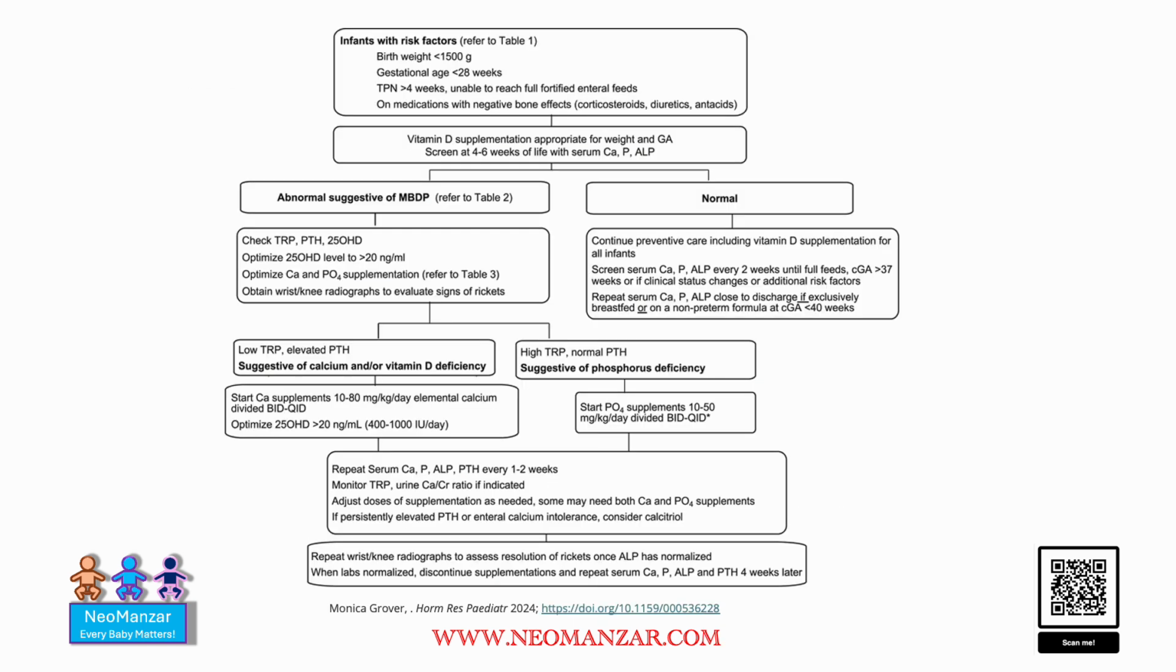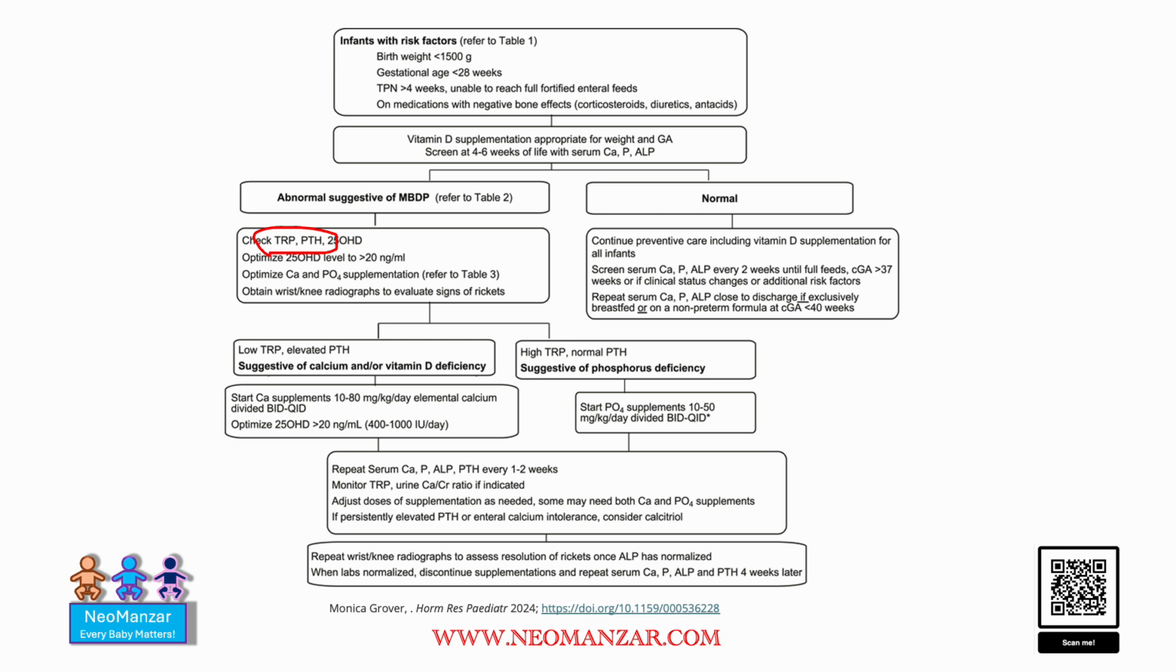This is another algorithm from the same article, and the American Academy of Pediatrics also has the same kind of guideline. All babies less than 1500 grams and less than 28 weeks should have calcium, phosphate and alkaline phosphatase followed up. Based on these parameters, you decide what plan you will do. Like we have seen in this case, our alkaline phosphatase was going up. So we measured the vitamin D, we supplemented, and the baby improved. We did not do the TRP or PTH in this case, but here you can see that is recommended. We bypassed that.